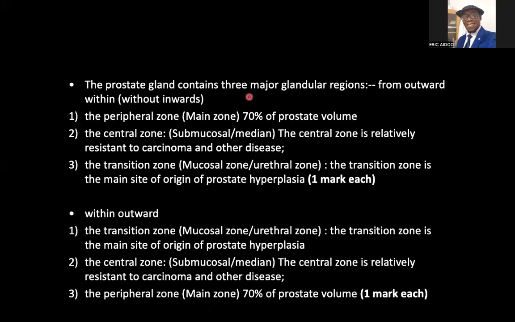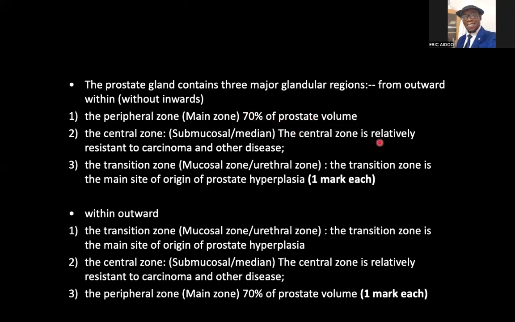So the prostate gland contains three major glandular regions from outward within, or what we term without inwards, which means you are traveling from outside towards the middle portion. You meet the main zone, which is also called the peripheral zone, followed by the submucosal median zone, also known as the central zone. Then you also have the mucosa or urethral zone. We also term this the transition zone. The peripheral zone is the largest, covering about 70% of the prostate volume.